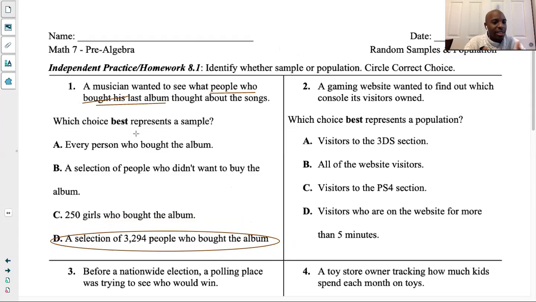So read each problem and each multiple choice option, and find the one that's the best sample or population. Population should stand out to you based on the actual sentence that they gave you in the beginning. Number 2 says a gaming website wanted to find out which console its visitors owned. Console visitors owned. That should help you, right? This one here is sample. So I'm talking about out of the population, which one is the best sample here, okay?